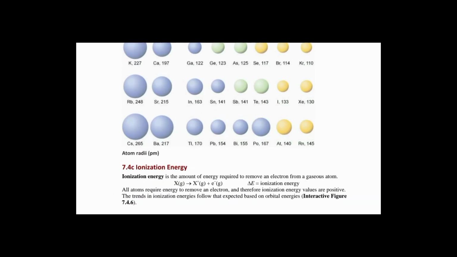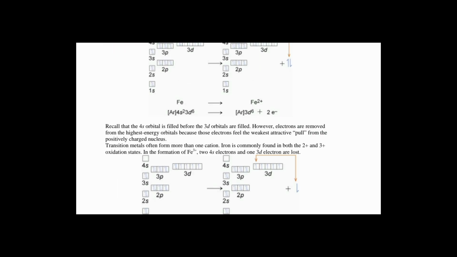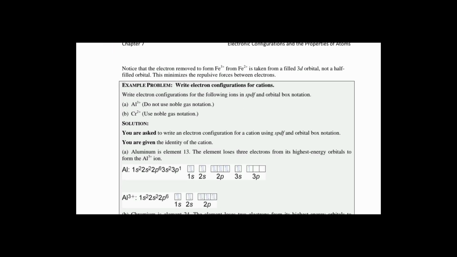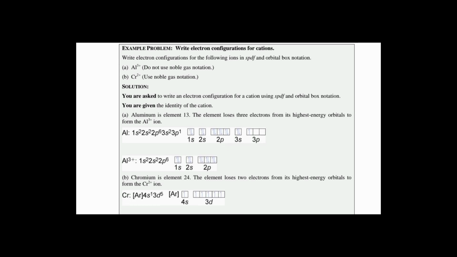Properties of atoms. We will study this in the next lectures, okay. Write electronic configuration for cations. You are asked to write the electronic configuration for Al3 positive and Cr2 positive. Aluminium is element 13. It loses 3 electrons and is converted into the Al3 plus ion. Cation. Now it has 10 electrons.